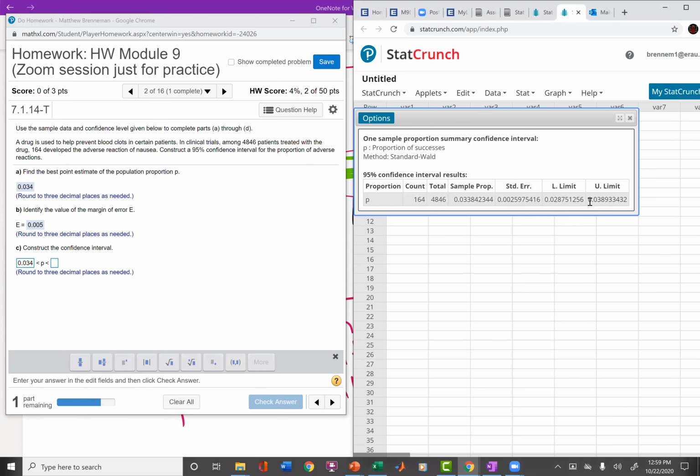And then you can go ahead and try that too, just to make sure that we're all on the same page and we're all getting it right. 0.039. There we go. And so what we're saying is we're 95% confident that the true percentage of all treated patients that get nausea is between 3.4% and 3.9%.